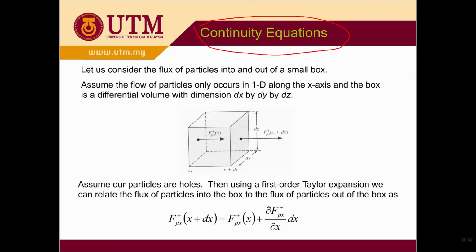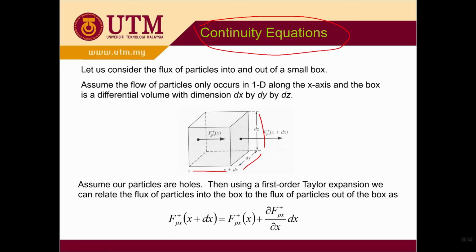You're going to see that we move from x to x plus dx, left to right. It's a small volume of box. This box is called a differential volume with the dimensions dx, dy, and dz. So assume our particles are holes, so we use Fp here.